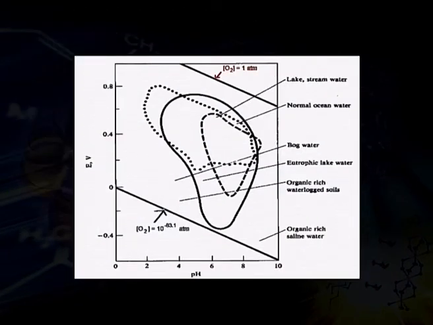This is the diagram where this portion is representing the lake or stream. It is representing the normal ocean water. This is the bog water, this is eutrophic lake water. It is organic-rich waterlogged soil and it is organic-rich saline water. So, such diagrammatic presentations can be obtained between the pH value and the potential value.